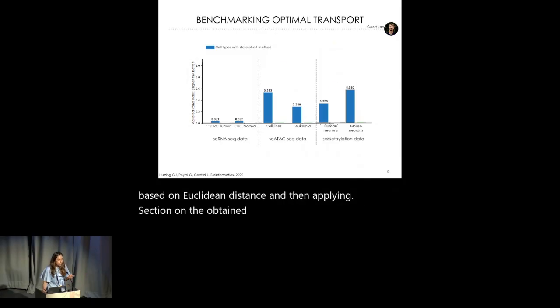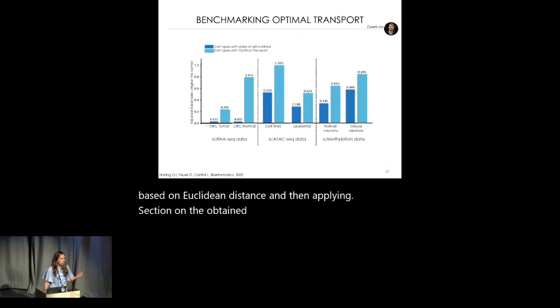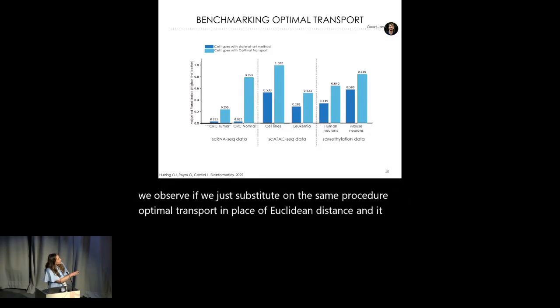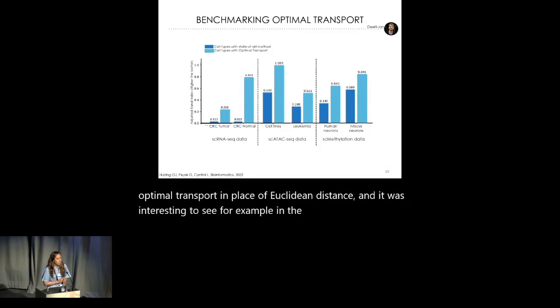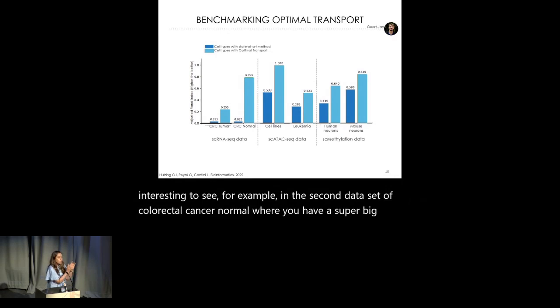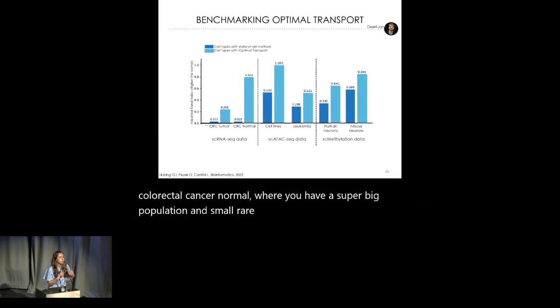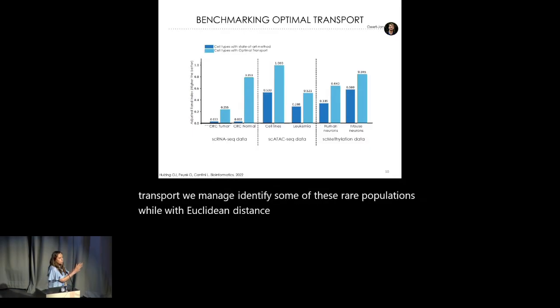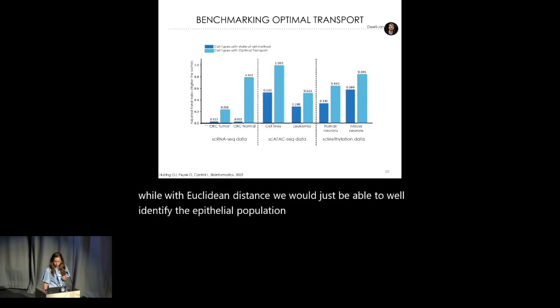This is the improvement that we observe if we just substitute on the same procedure optimal transport in place of Euclidean distance. And it was interesting to see, for example, in the second data set of colorectal cancer, where you have a super big population and small rare populations, that with optimal transport, we managed to identify some of these rare populations, while with the Euclidean distance, we would just be able to well identify the epithelial population that was the most common one.